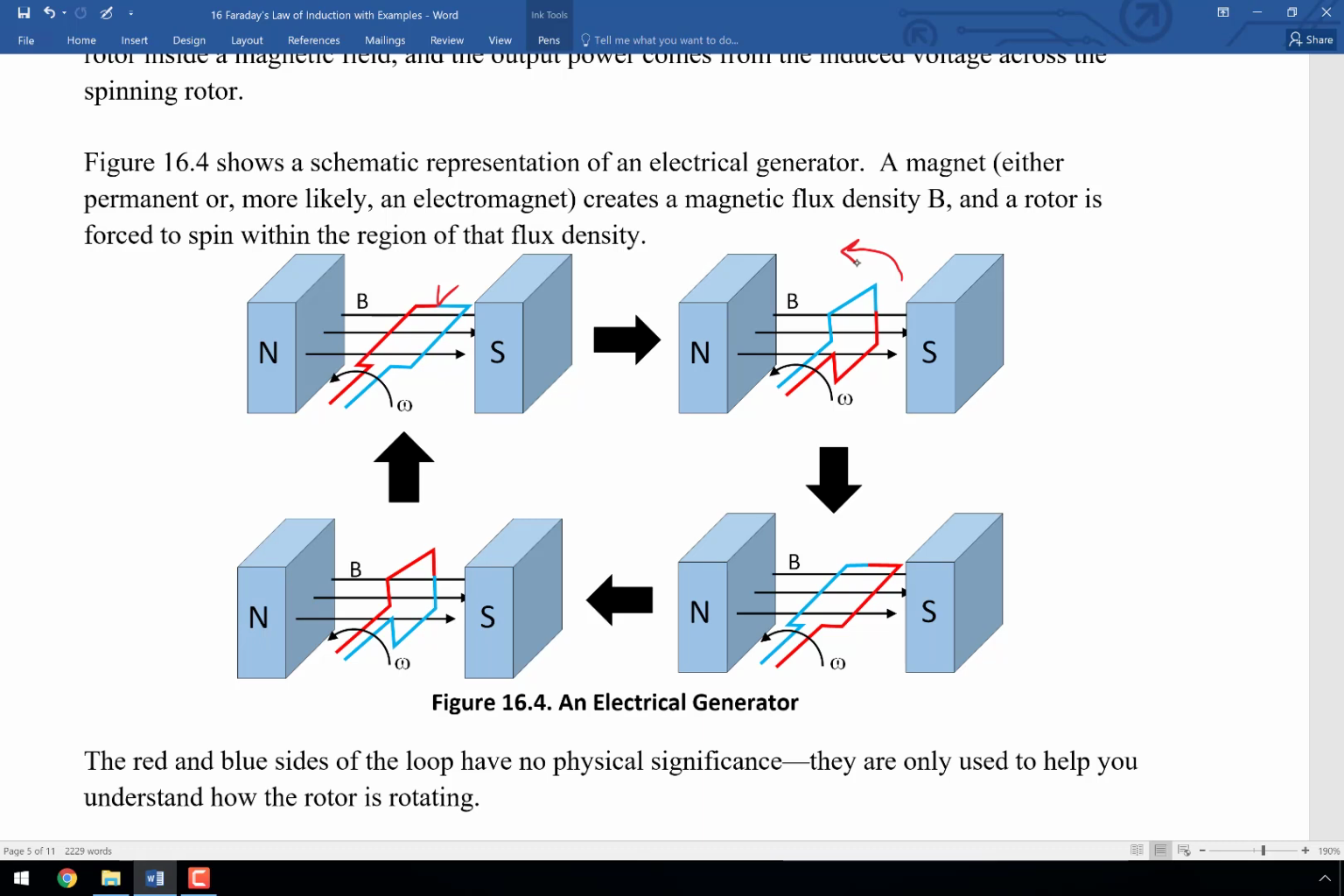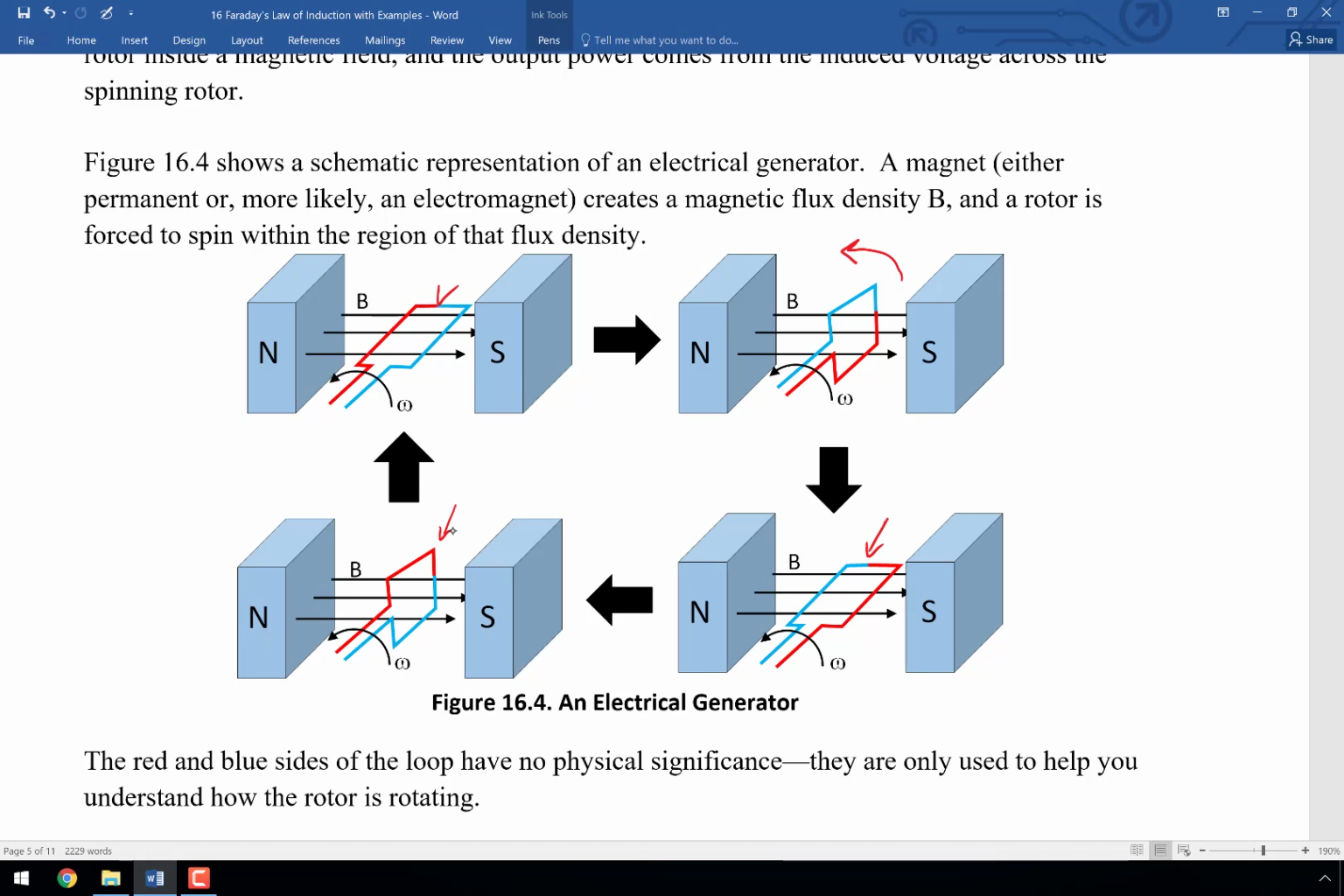We come down to the bottom right, and now the red and blue have reversed directions. So they're once again parallel to the magnetic flux, and so here there's no flux passing through that loop. And then when we come over here to this last example, it's again perpendicular to the magnetic flux, and so we have 100% flux flowing again.